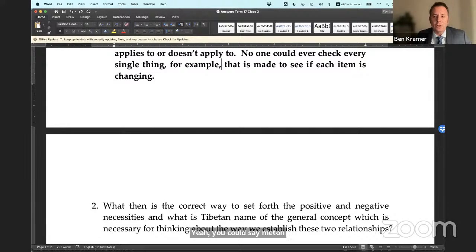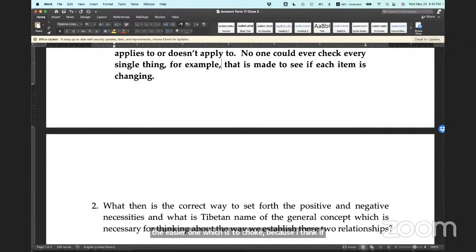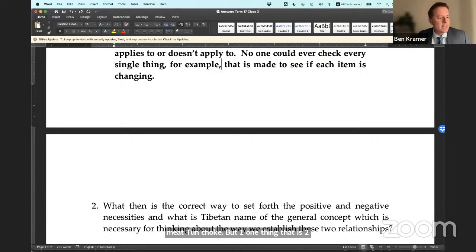Yeah, you could say mitun, short for mitun choke. But I was kind of imagining you would give me the easier one, which is tun choke, because I think if you understand the tun choke, then you understand the mitun choke. But one thing that is one thing that is two. I don't know. It's not here. It's not. I think you're going down the wrong road. Okay. I don't know.